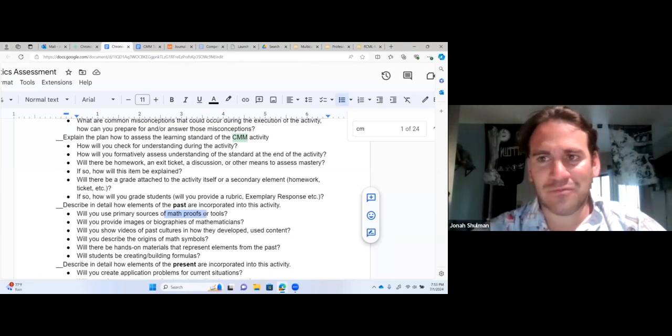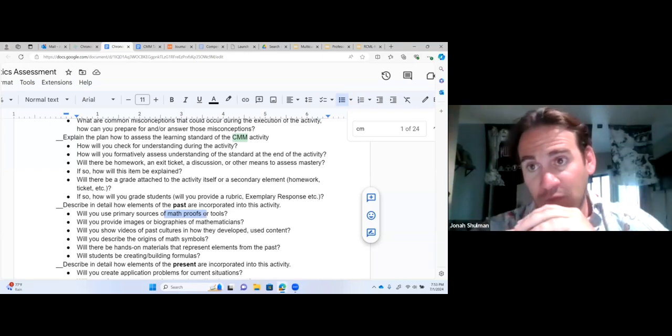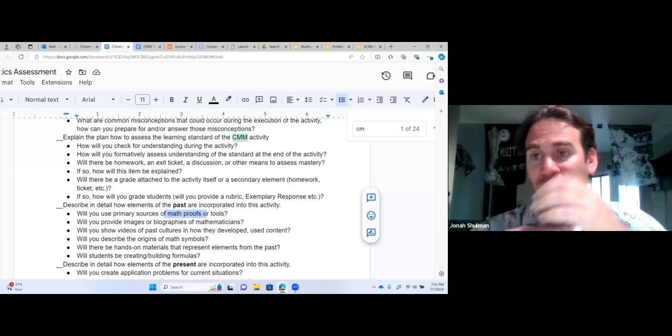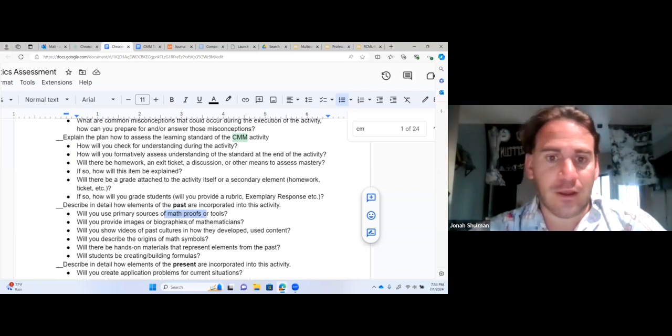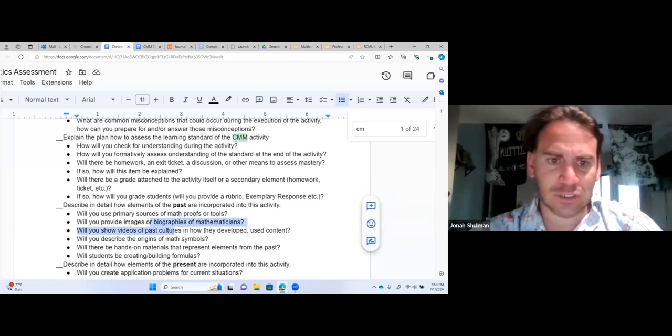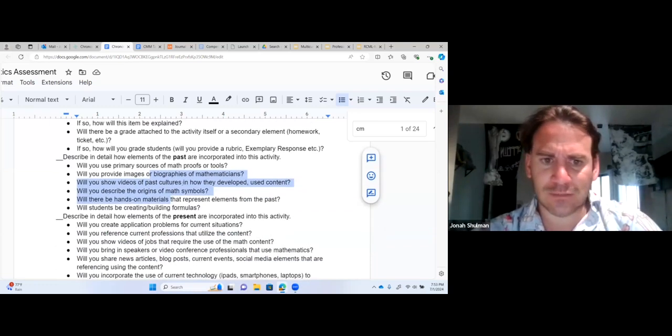I had my students once build these launchers for rockets. They were altitude trackers for them launching the rockets to see exactly how high they went in the air. Will you do an image or biography of a mathematician? Will you show videos of the past cultures? Will you show the origins of the math symbols? Are there hands-on materials? So basically, this is all about the past.